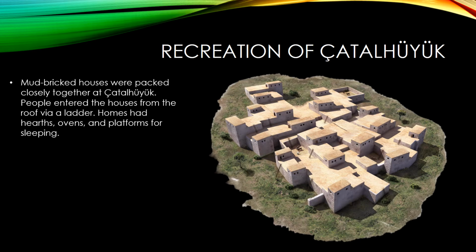The houses were made of mud brick. They were packed closely together at Catalhayuk. People entered the houses from the roof via a ladder. Homes had hearths, ovens, and platforms for sleeping. So everything that they needed was there. Now, I do not know the reason why they wanted to enter through the roof. Maybe it was a structural thing. Maybe they had not figured out how to make an opening big enough for there to be doors. Or maybe it was a safety thing. Maybe if they were foreseeing hostile nomads at any point in time, they could pull their ladders up and you could not just enter the home on the ground level. That would give you a great strategic advantage in any type of warfare.